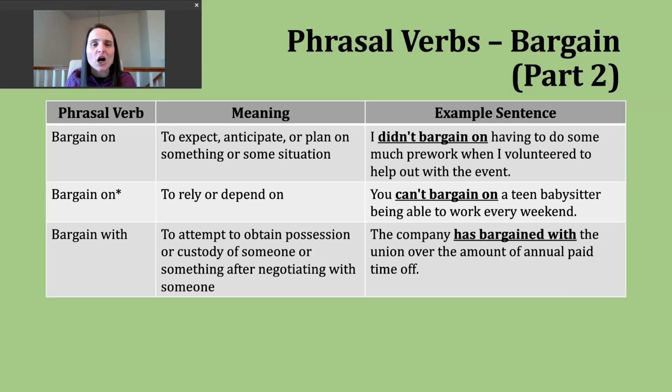Another way to use bargain on can mean to rely or depend on someone. An example of this: you can't bargain on a teen babysitter being able to work every weekend. I heard a sentence very similar to this. A set of parents have a situation where one parent really needs to be at work for several weekends in a row. Just a very busy time for them. And this parent was sort of expecting or relying that their neighborhood teen babysitter could watch their children every Saturday.